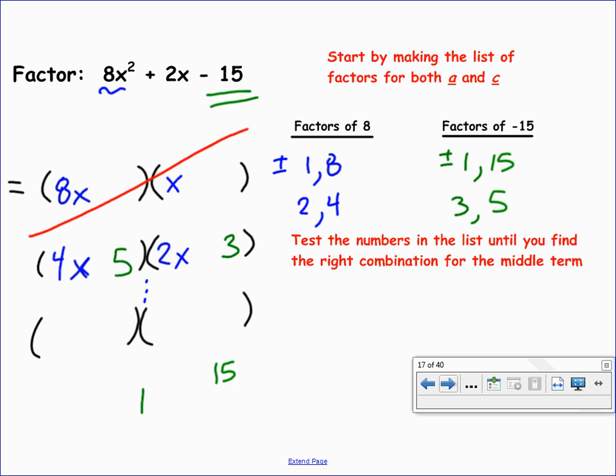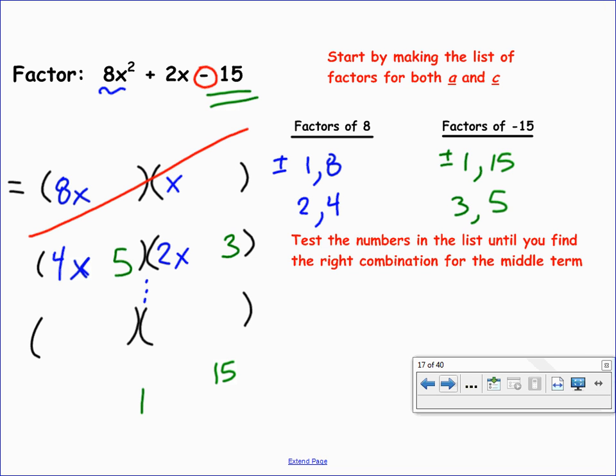What we need to do now is consider the interplay between the signs to see if this will in fact work. So what's the sign on my last term? That negative 15 is negative. So the only way to multiply two numbers together and produce a negative last is if their signs are different. They've got to be different, right? One positive and one negative. Which product will have to be positive and which product will have to be negative so that I sum an outer and inner and get positive 2x?